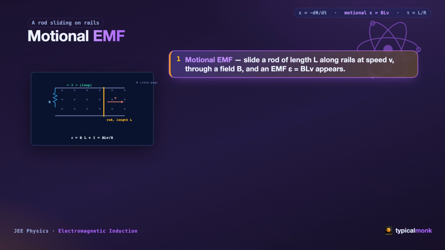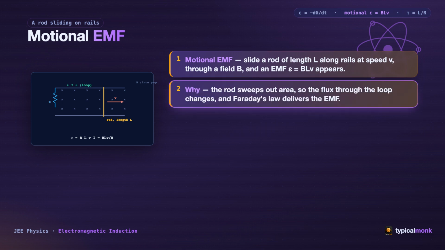Now, look at the picture. A rod sliding on rails. The simplest source of a motional EMF. The motional EMF: slide a rod of length L along two rails at a speed v through a field B pointing into the page, and an EMF equal to BLv appears across it. Why does it appear? As the rod moves, it sweeps out area, so the flux through the loop changes, and Faraday's law then delivers the EMF.